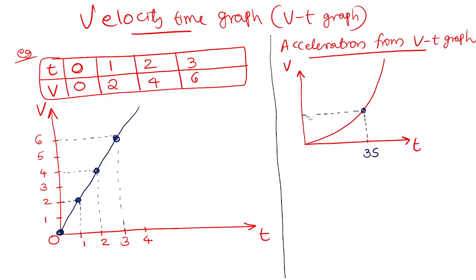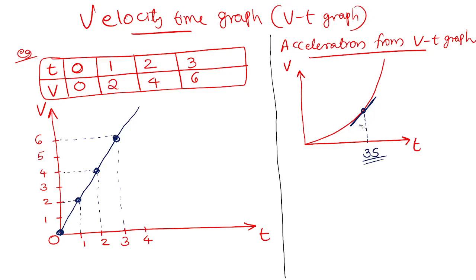Listen carefully. At a given time, from the graph, I can find out acceleration. For that purpose, draw a tangent. What is that tangent? So, for example, I want to find the acceleration when time equals say 3 seconds. What you have to do? Just draw a tangent there. The tangent will be making some angle with the horizontal, right? Is it correct? Yes.